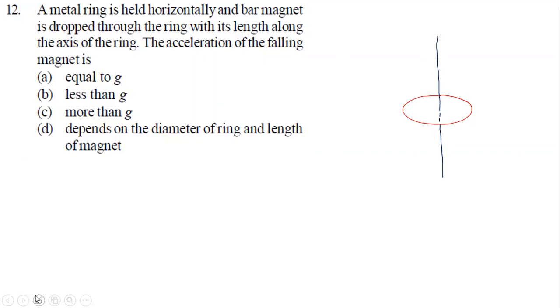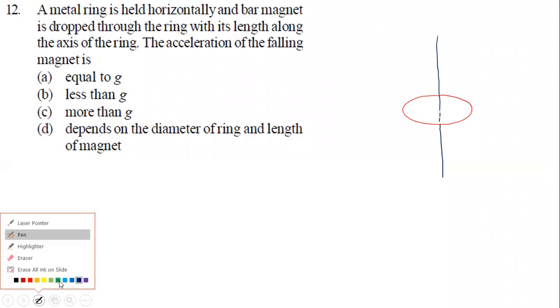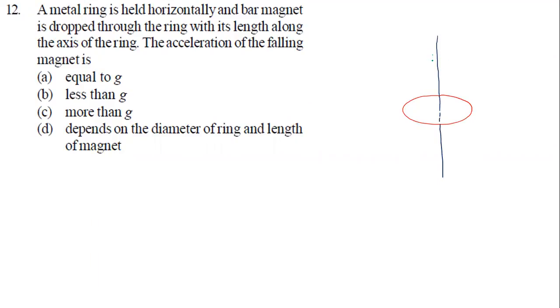So now we are going to have a bar magnet. It is going to fall along the axis of the ring. Let us have a bar magnet like this. It is going to fall like this, along the axis of the loop. Then they're asking about acceleration due to gravity. The acceleration of the falling magnet is how much? Is it equal to g, less than g, more than g? Or does it depend on the diameter of the ring and the length of the magnet?